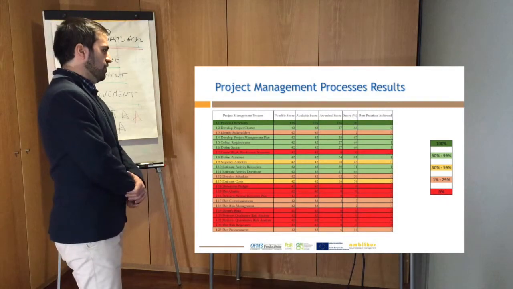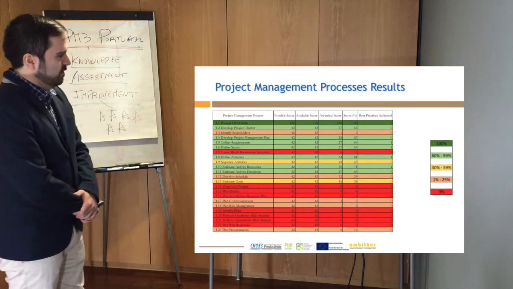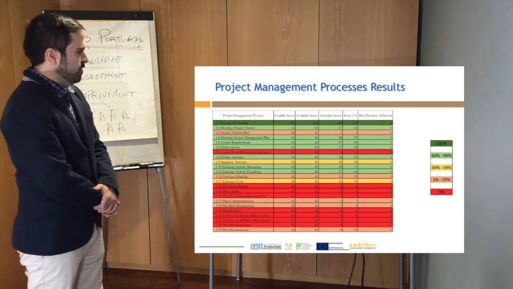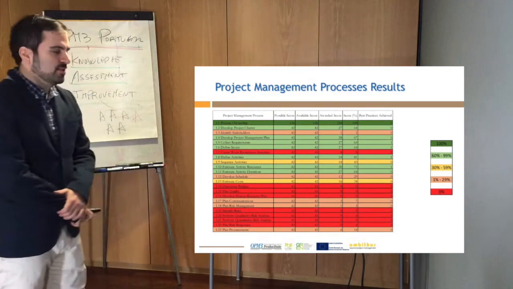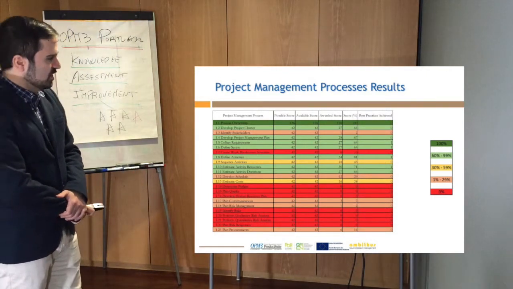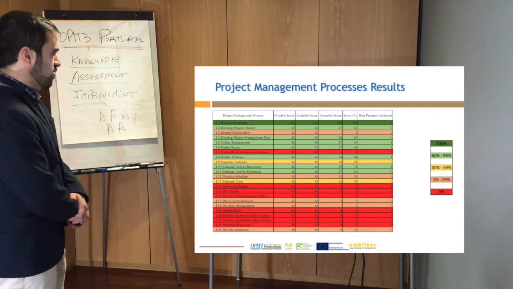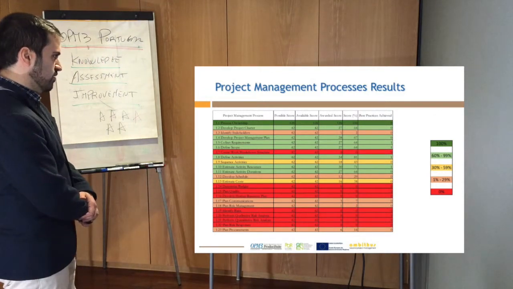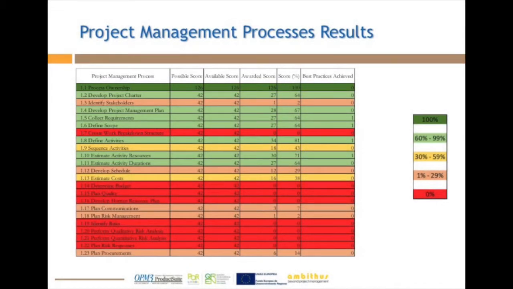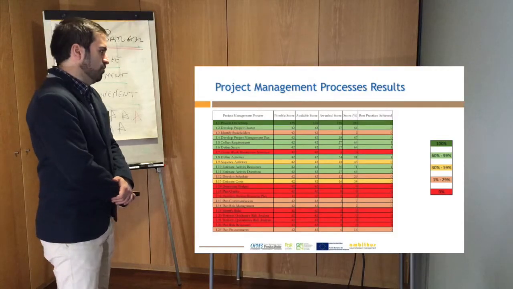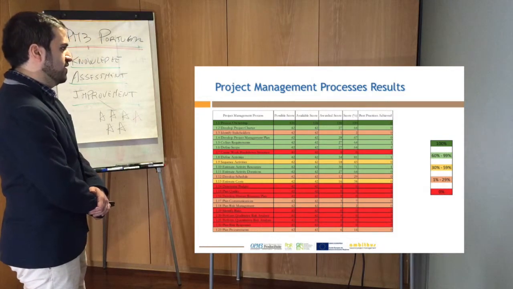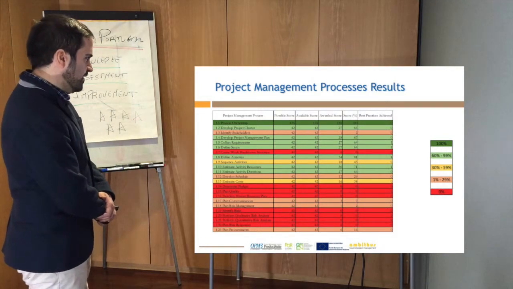So I'll start with the develop project management plan, which is the process that supports all the remaining processes on this phase, achieving 67%. Also near that percentage, the collect requirements as well as the definition of the scope achieved 64%. And then we have the creation of the WBS, achieving only 0%. So these organizations are not implementing the WBS on their projects. The definition of the activities achieved a good result of 81%.